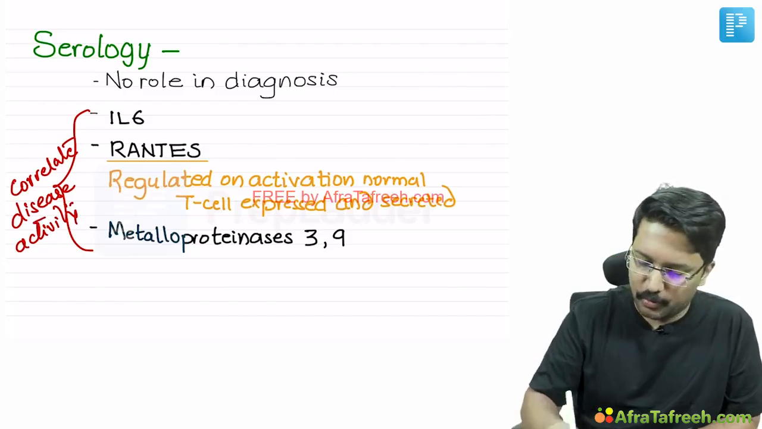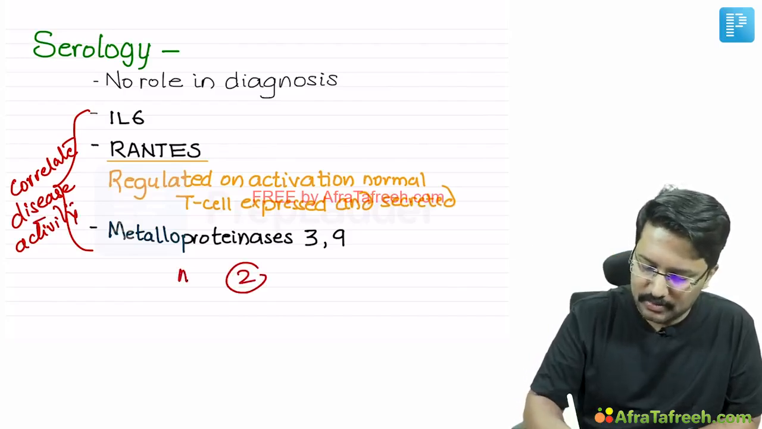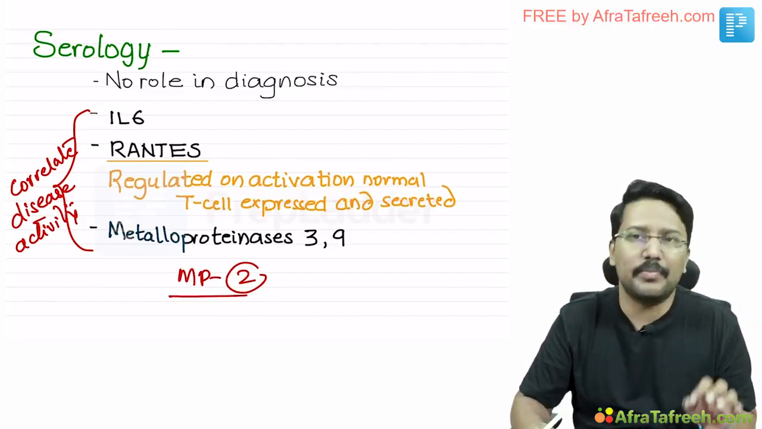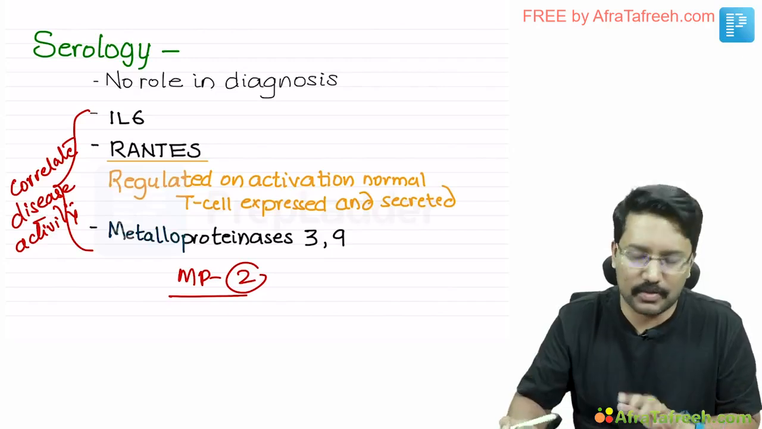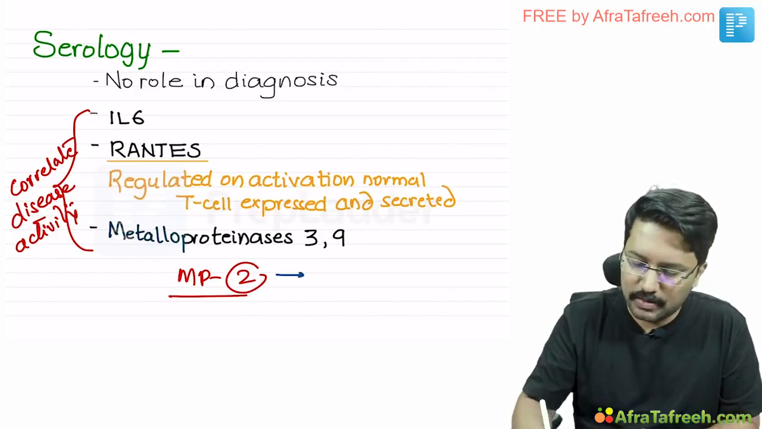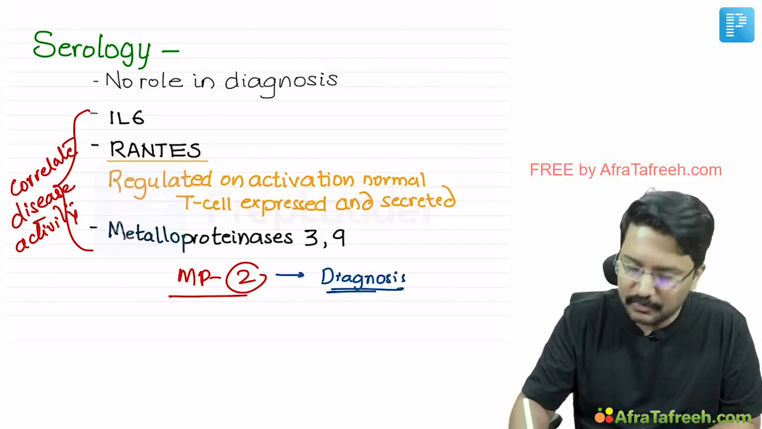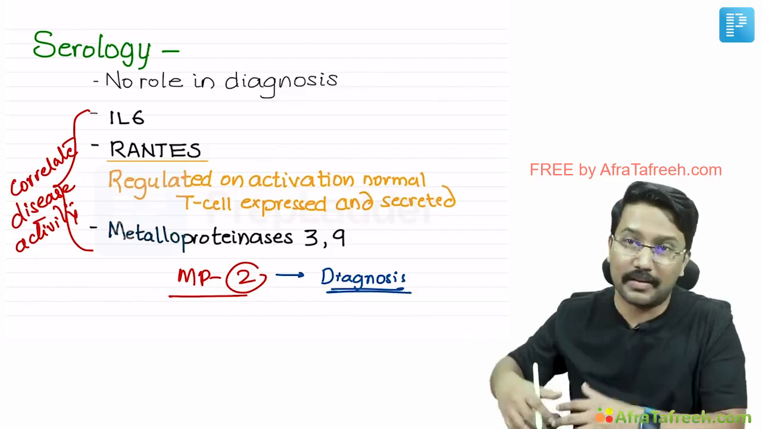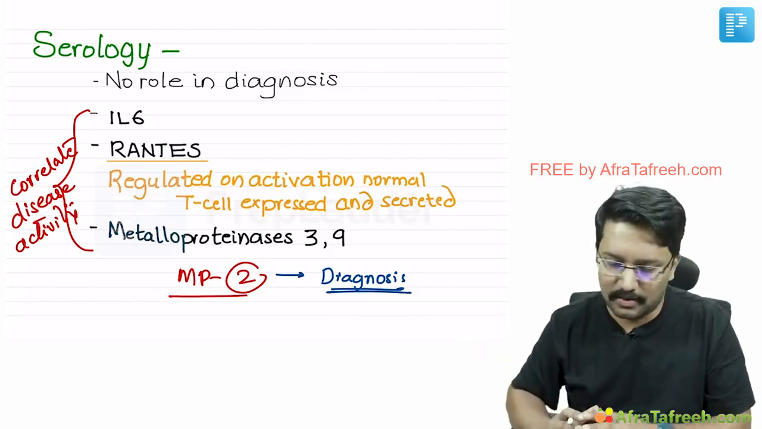There is also a metalloproteinase 2, whose levels do not correlate with the disease activity, but it can be useful in diagnosis, right? This can be useful in diagnosis, but it's like they are elevated, the levels are elevated, but its levels do not correlate with the disease activity. The more severe it is, the higher it is, no, nothing like that.